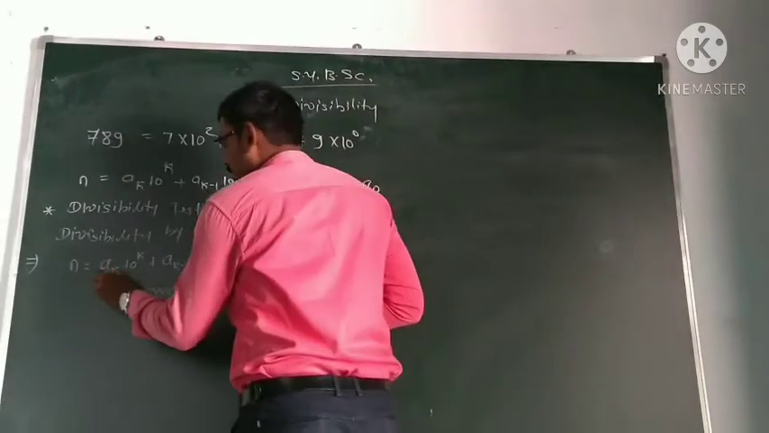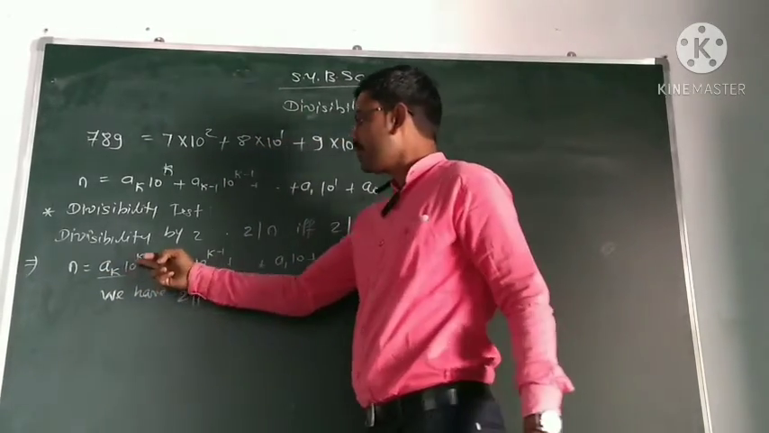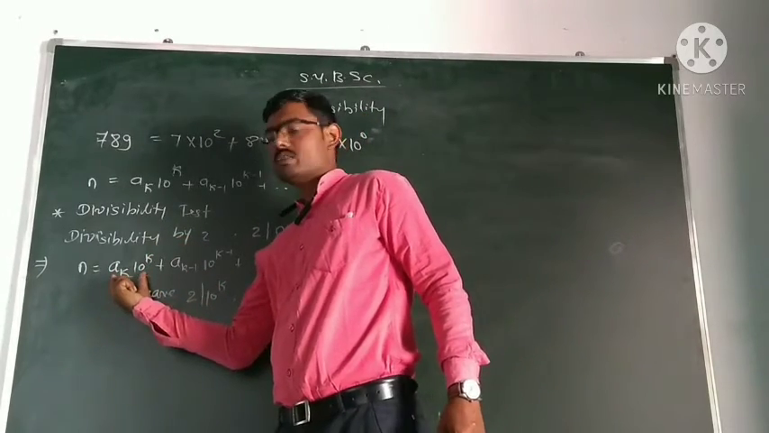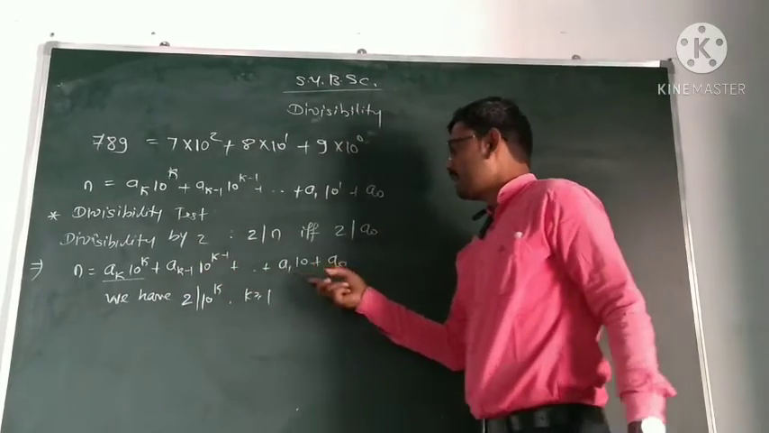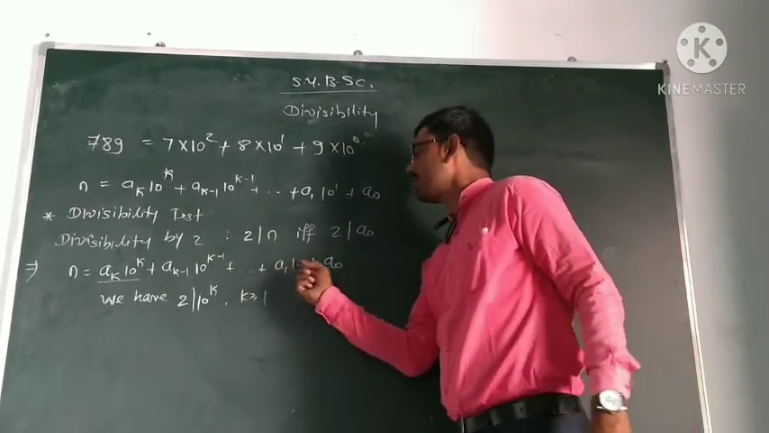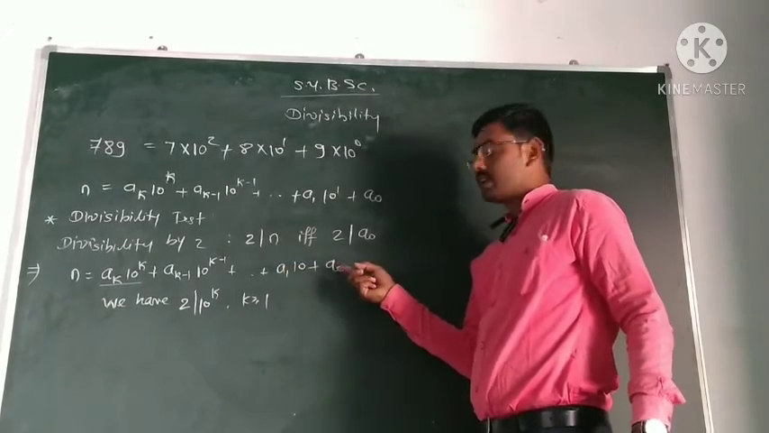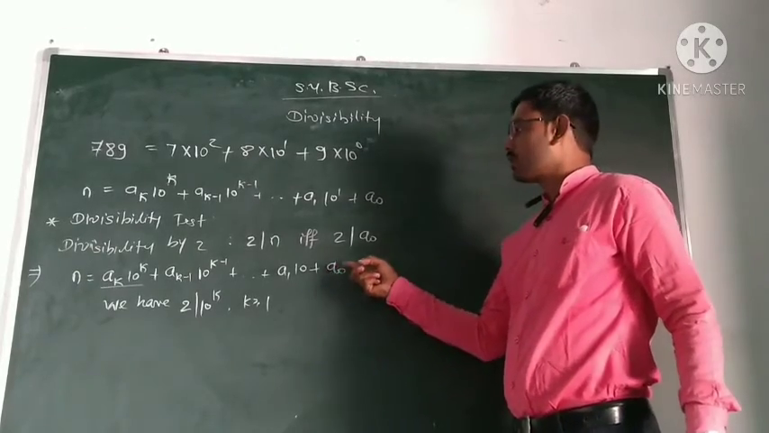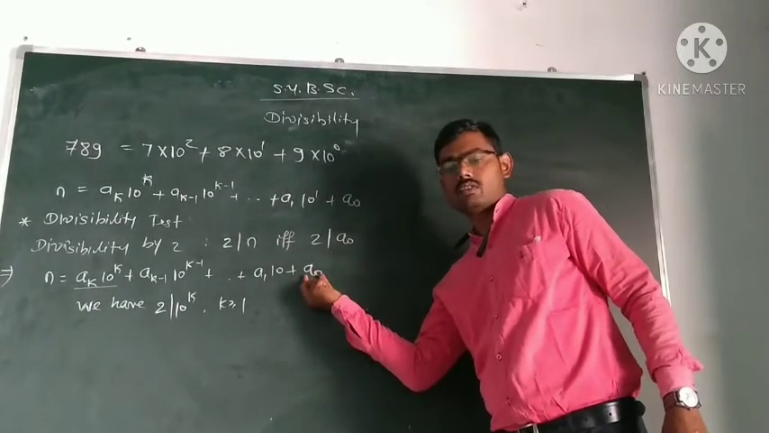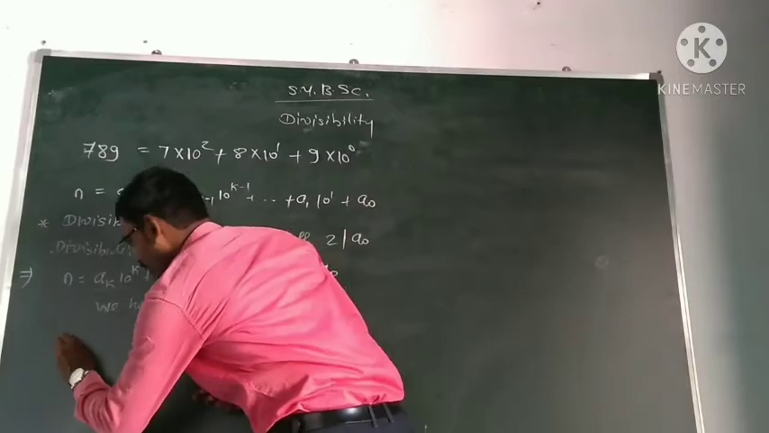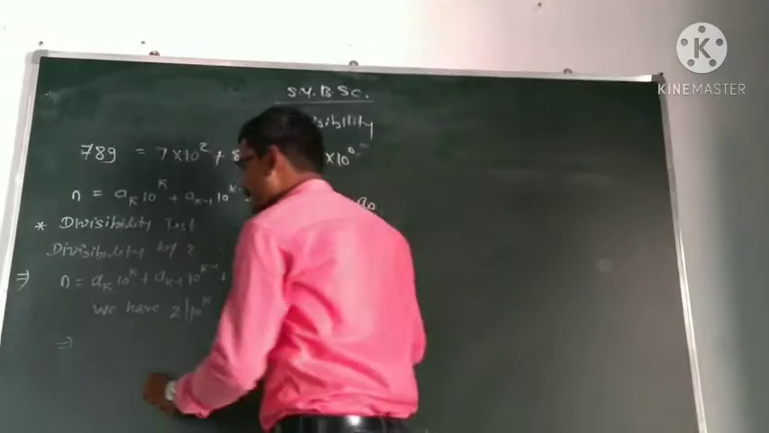So for the term ak 10 to the power k, 2 divides 10 to the power k, so 2 divides ak 10 to the power k. Similarly, 2 divides the next term also, because there is 10 to the power k minus 1. Similarly, up to the end, 2 divides 10 times a1, because 2 divides 10. But only here there is just a naught. So 2 divides the whole number if 2 divides a naught. This implies 2 divides each term in this summation except the last term.